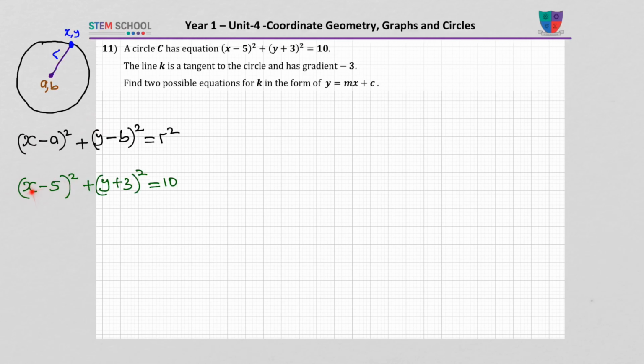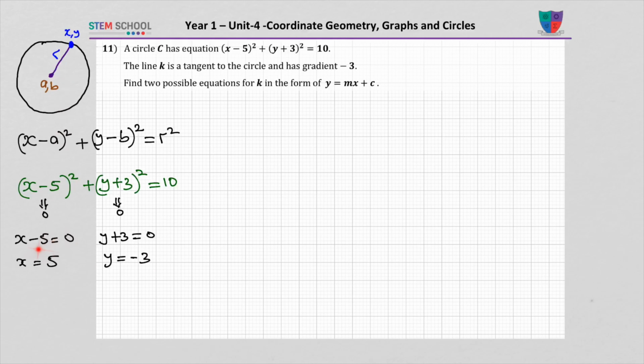Now we're given the equation of circle C. From this equation we can set x − 5 to 0 and y + 3 to 0. When we set x − 5 to 0, we get x = 5, adding 5 to both sides. When we set y + 3 equal to 0, taking away 3 from both sides, y = −3.